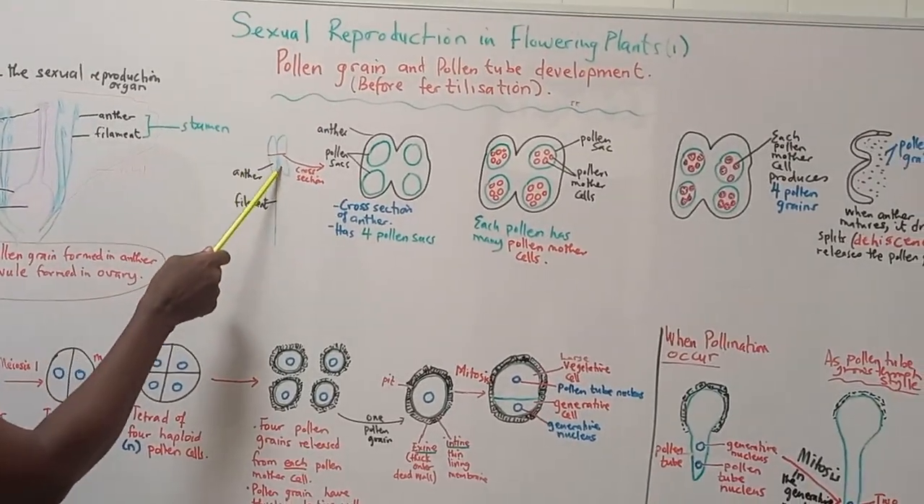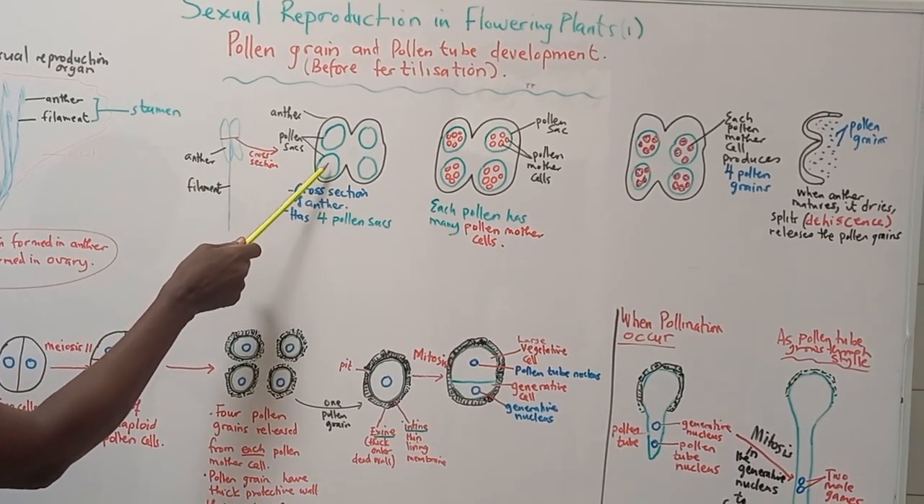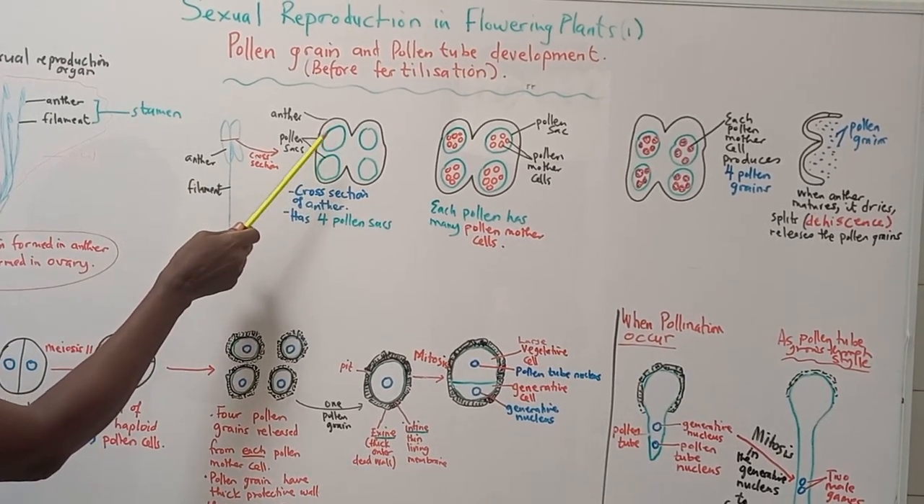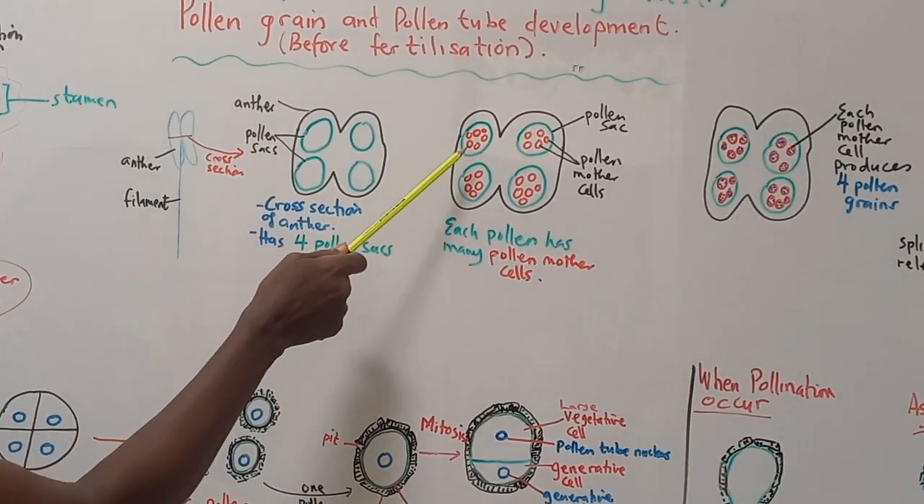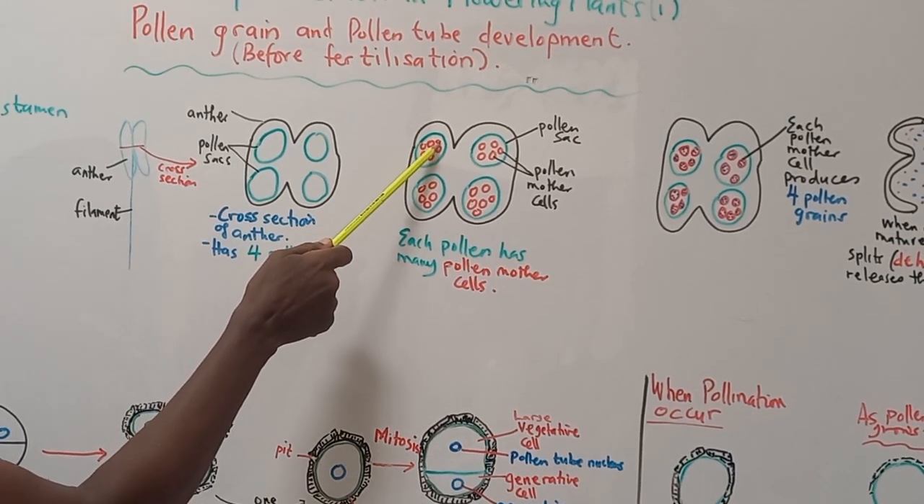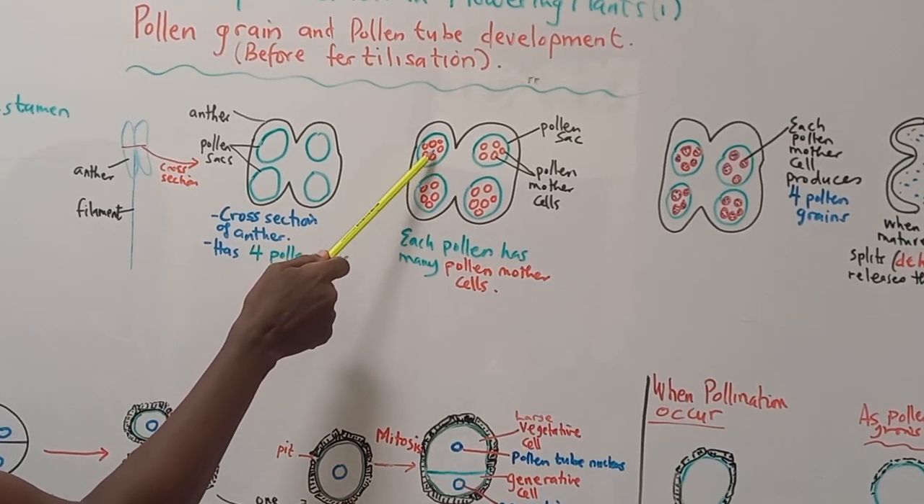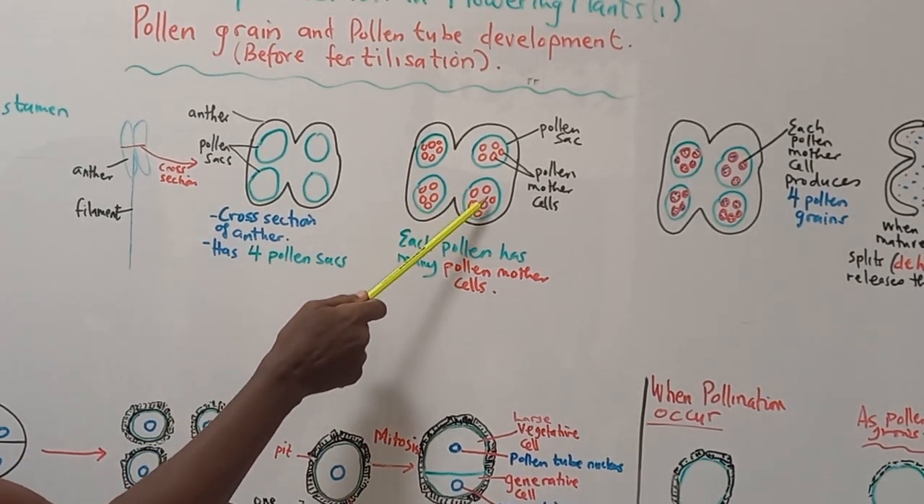Here is an anther. A cross section of this anther shows like this. Each anther has 4 pollen sacs: 1, 2, 3, 4. And each pollen sac contains a number of pollen mother cells. So these are pollen mother cells. Each pollen sac has a lot of pollen mother cells.